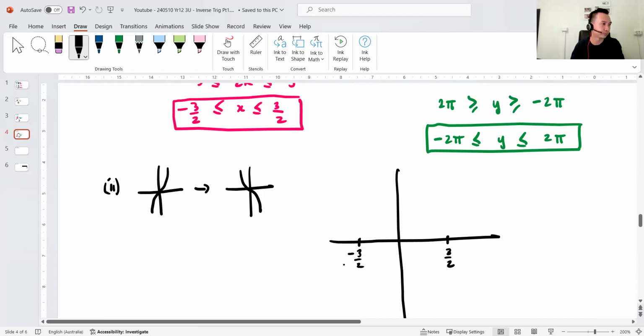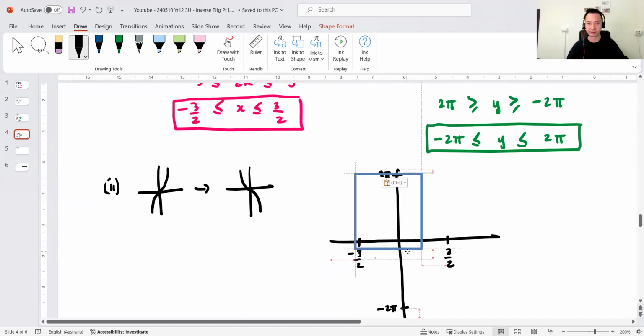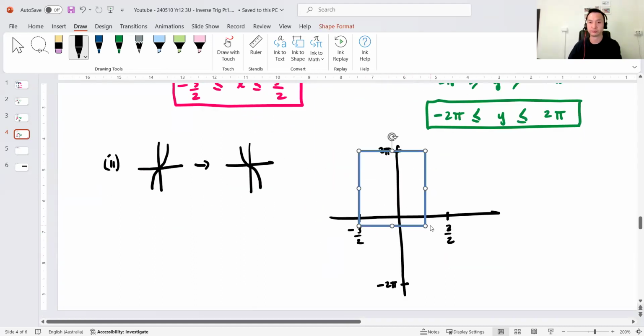3 on 2. Right? And then it's 2 pi, which obviously is not to scale because 2 pi is actually very tall. And -2 pi, right? And then, do I still have my box? Yes. Still have my box. So guys, that's my box.